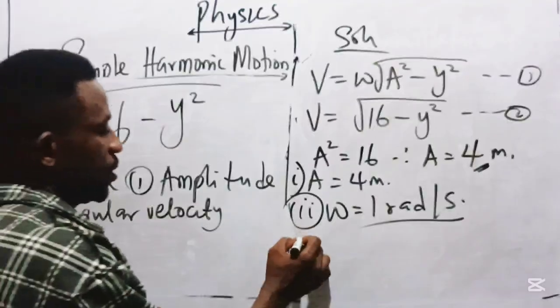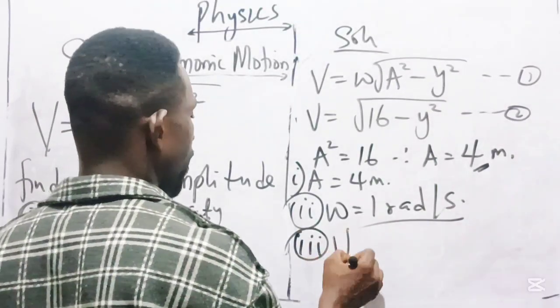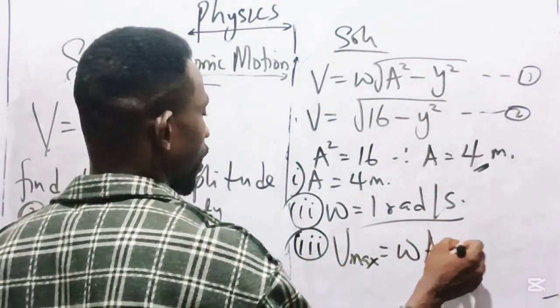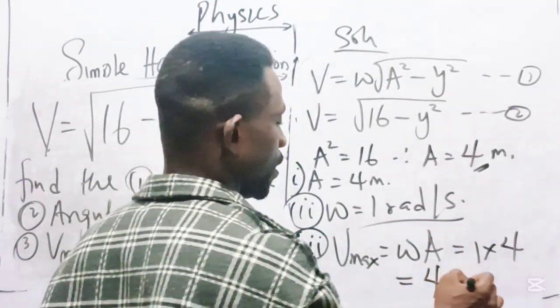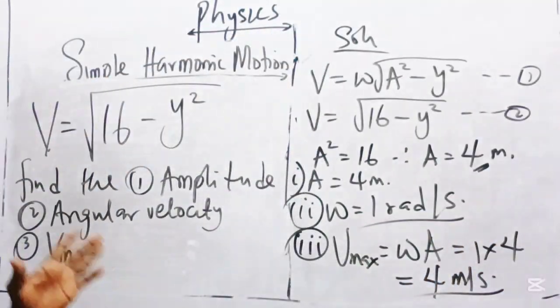Then v max, which is number 3, is equal to, at v max, we have wa. So w is what? 1. 1 times 4 is equal to 4 meters per second. So that is the solution to the question.